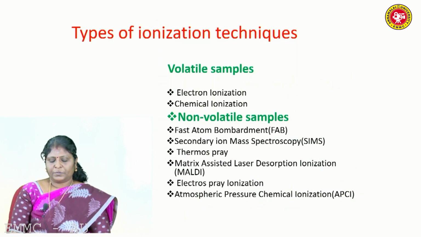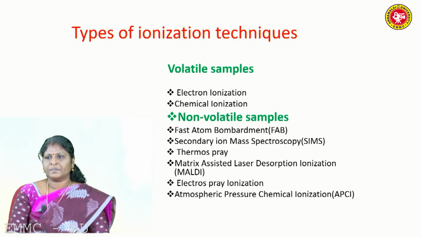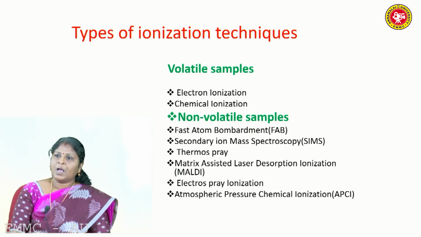Mass spectrometry involves ionization of the molecule at first. For the formation of the molecular ion, ionization is a must. Molecules in the vapor phase are ionized. There are several ionization techniques. For volatile samples, the most common techniques are electron impact ionization and chemical ionization. But for non-volatile samples, fast atom bombardment, FAB; secondary ion mass spectrometry, SIMS; thermospray; MALDI, matrix assisted laser desorption ionization; electrospray ionization; and APCI, atmospheric pressure chemical ionization. These are some of the ionization techniques.